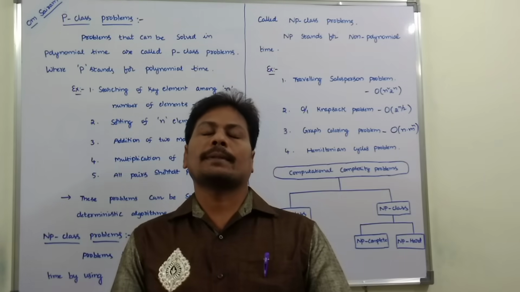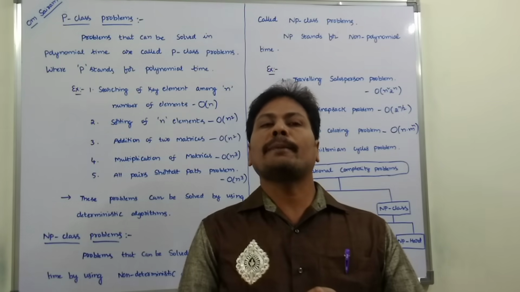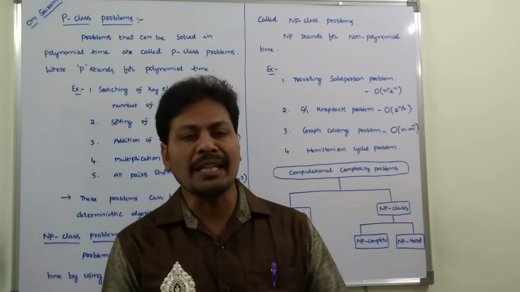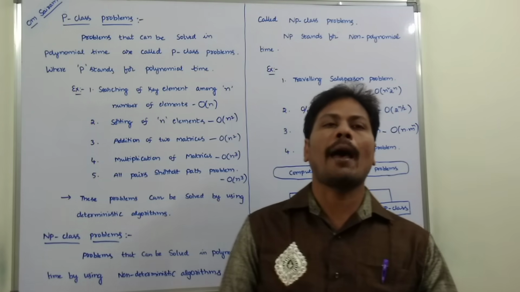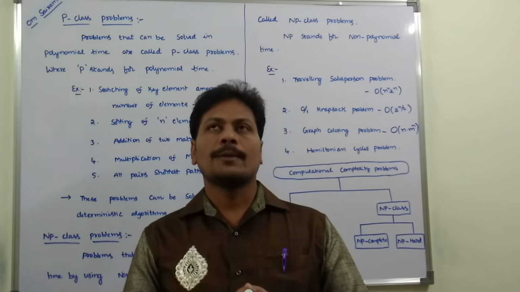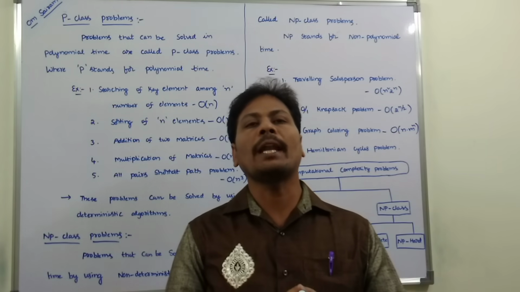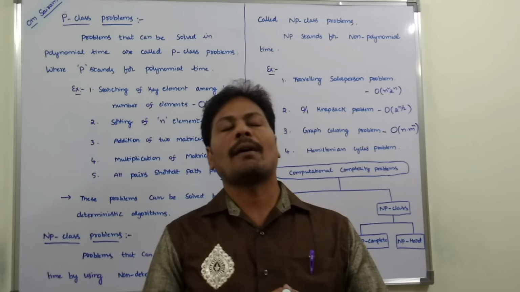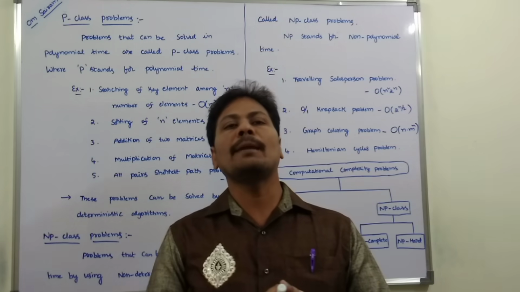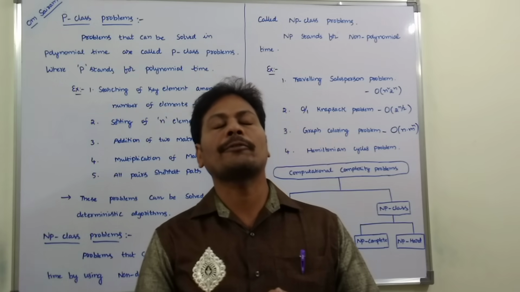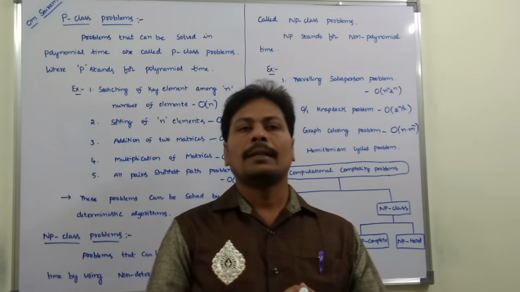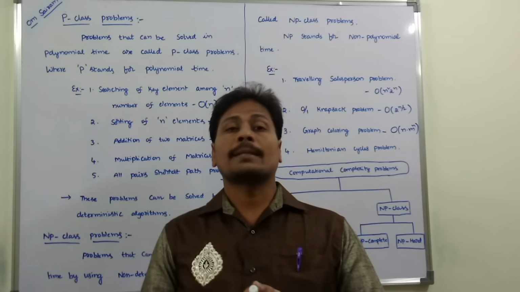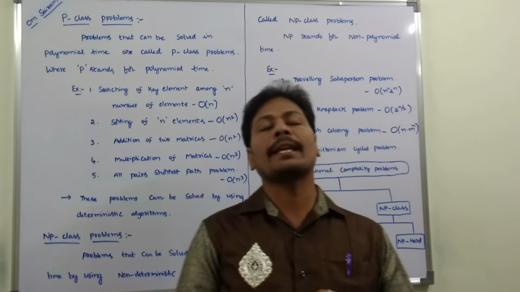P class problems. The problems that can be solved in polynomial time by using deterministic algorithms are called P class problems. Here P stands for polynomial time. Examples for P class problems are searching a given element from an array of given n elements, which takes time complexity big O of n. Second one is sorting of given n elements.